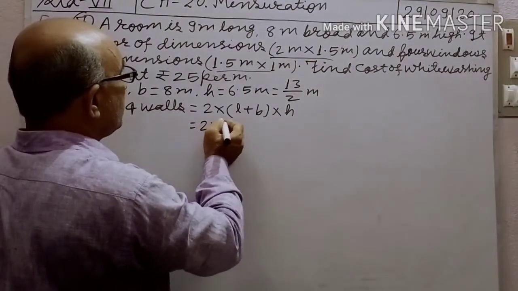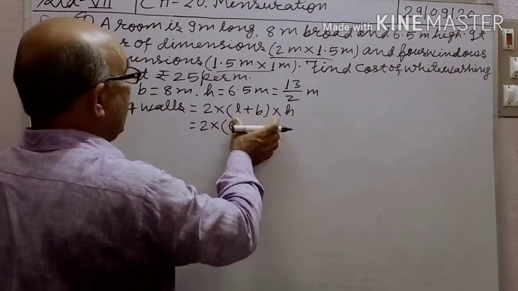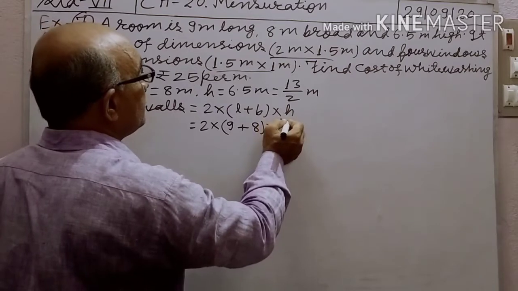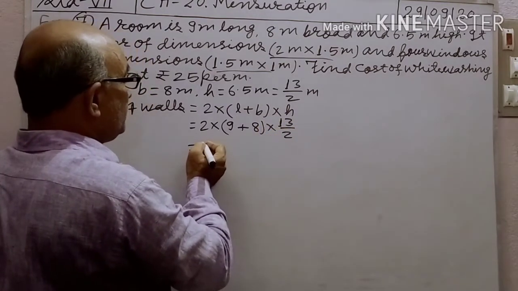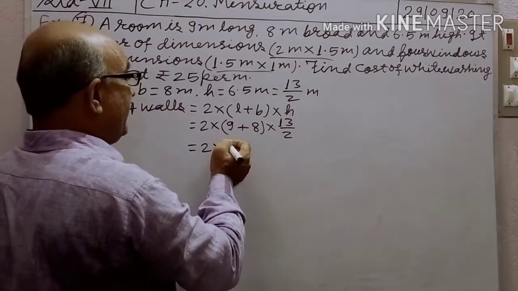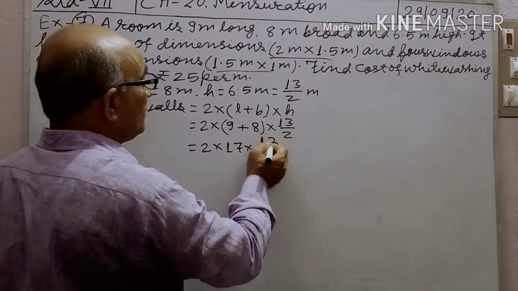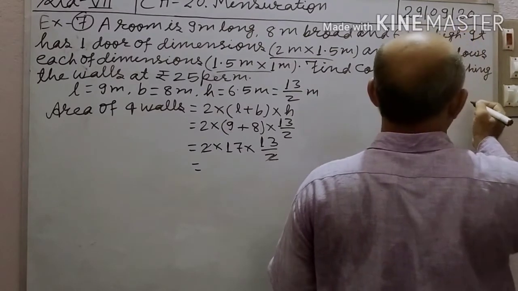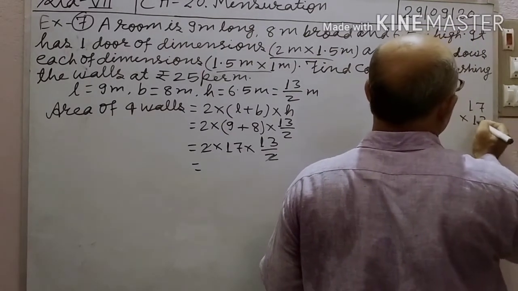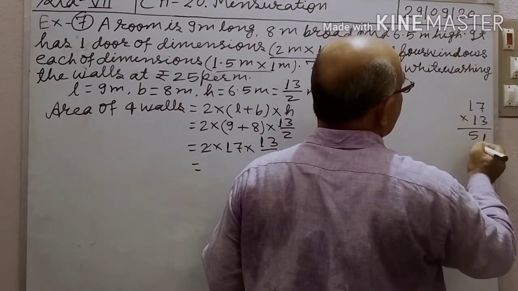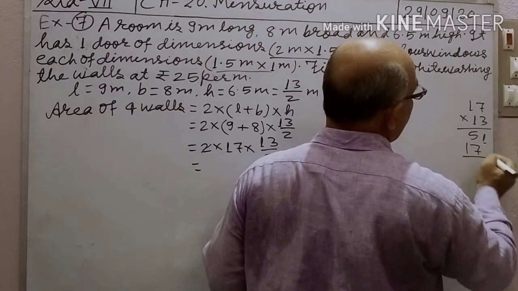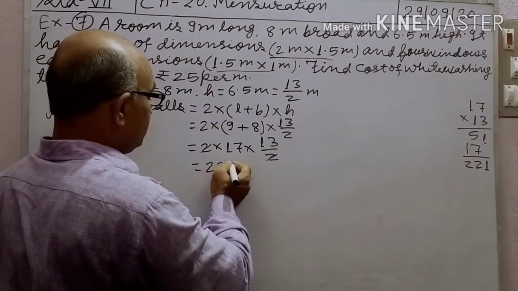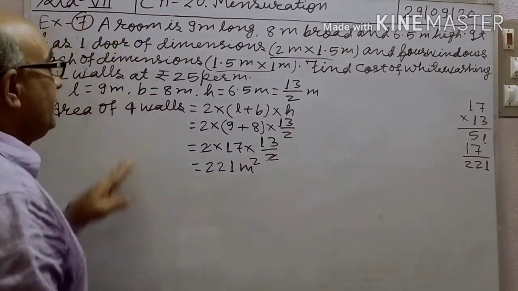equal to 2 into, L is 9 meter, 9 plus 8, into 13 by 2, equal to 2 into 17 into 13 by 2. 2 cancel, 17 into 13. 17 3s are 51 and 17 1s are 17. 1, 5 plus 7 is 12, 2 carry 1, 1 1 2. So 221 meter square, area of 4 walls.